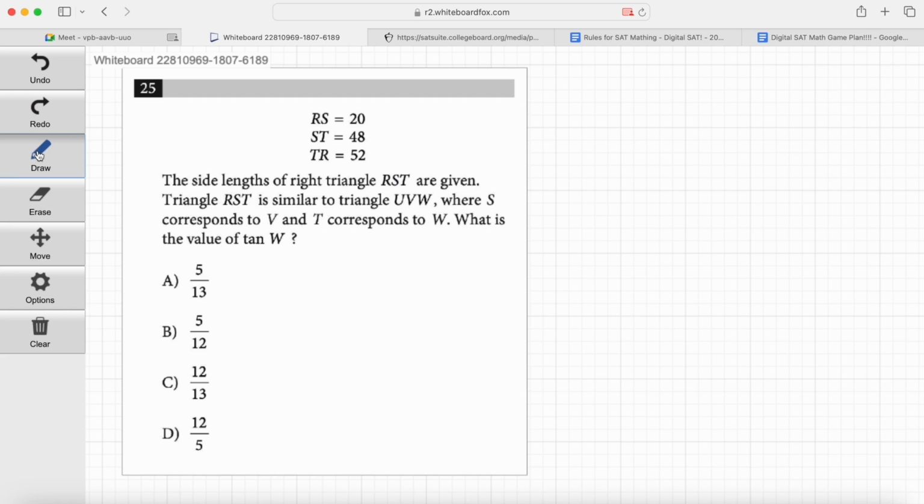All you got to know is SOHCAHTOA. Really, are you familiar with SOHCAHTOA? Yes. That's all you got to know. We'll talk about SOHCAHTOA. But if you know SOHCAHTOA, these aren't too bad. Go ahead and read question 25 for us, please.